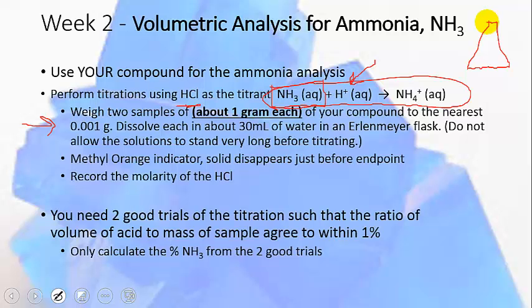So recall that when you measure your burette, you have an initial volume and a final volume that you read. So you subtract those. That's the volume of acid that you used. So you divide that by the mass of your sample, that's your copper complex mass. Divide those. Compare those ratios. If they agree within 1%, you're done. If not, do another trial.